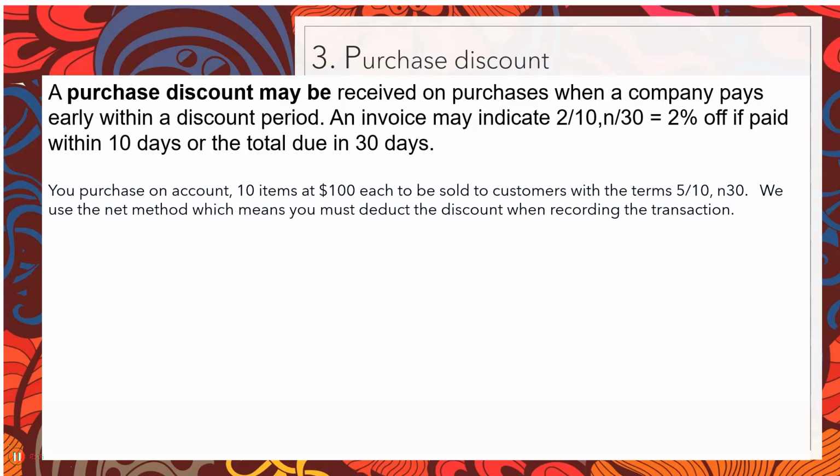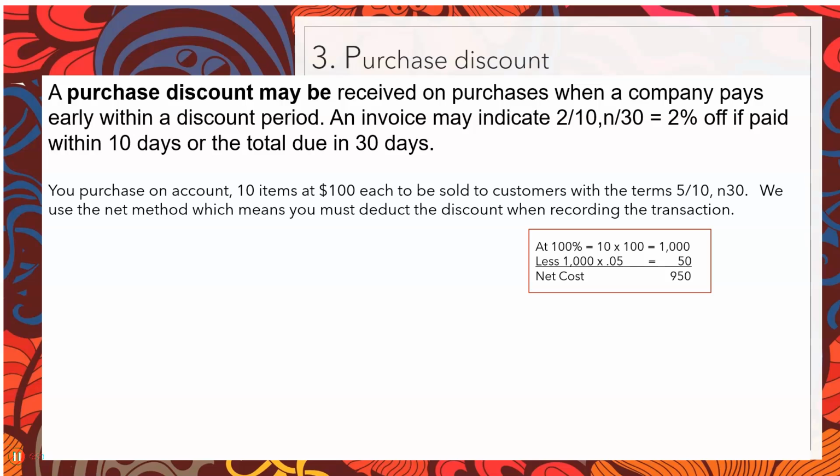So in our example, you purchase 10 items on account, each to be sold to customers with terms 5/10, n/30. So in this case, it's going to be 5% off if you pay within 10 days. We're going to use the net method, which means you must deduct the discount when recording the transaction initially at the point you bought it. So the first thing you've got to do is figure out what amount you're going to book. So it would be 100% of 10 times $100 less 5% times 1,000. So the net amount we're going to book is going to be inventory $950, accounts payable $950.